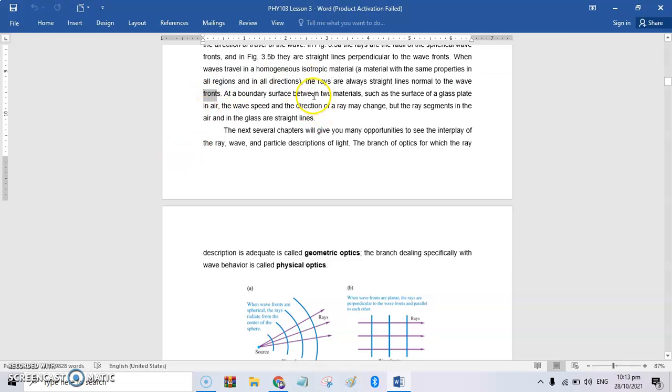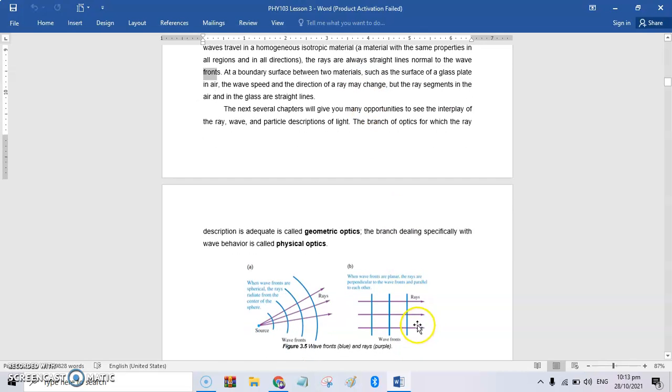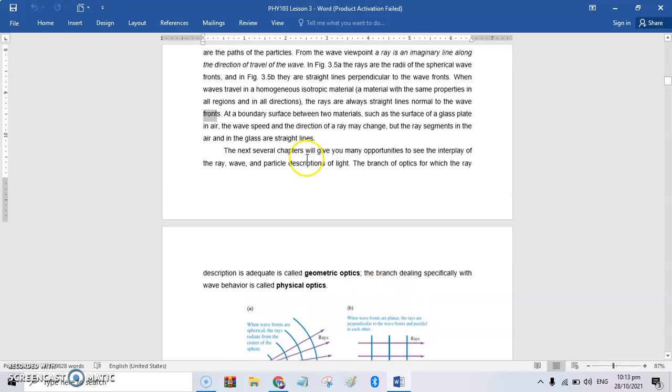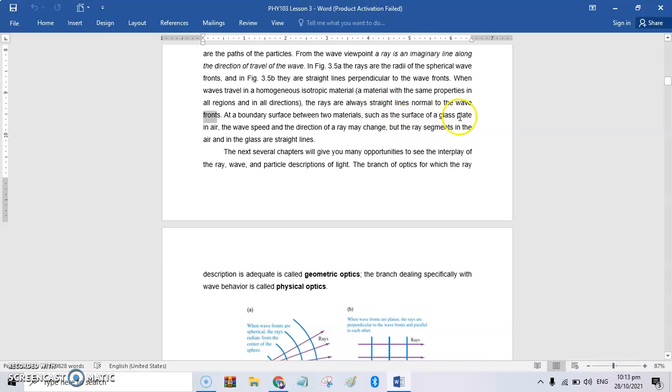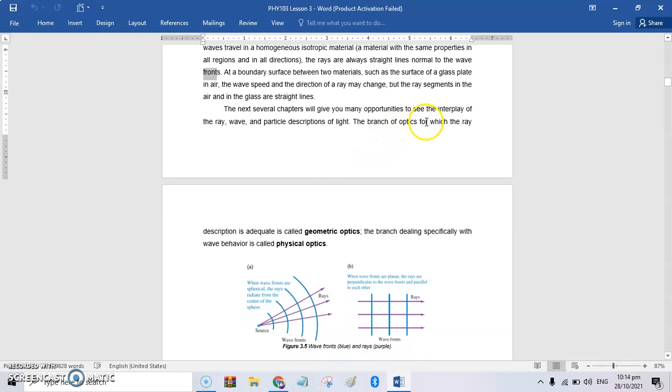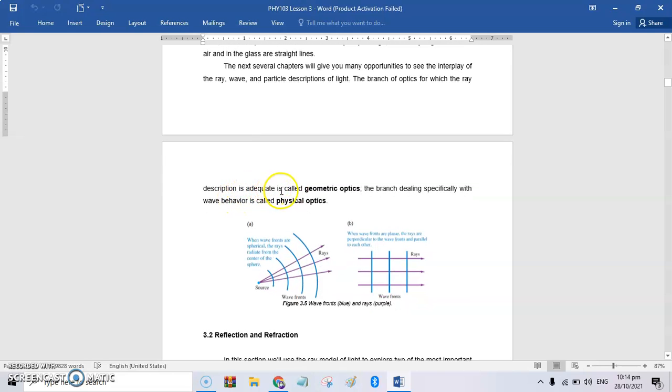Okay? At a boundary surface between two materials, such as the surface of a glass plate in air, the wave speed and the direction of a ray may change, but the ray segments in the air and in the glass are straight lines. The next several chapters will give you many opportunities to see the interplay of the ray, wave, and particle description of light. The branch of optics for which the ray description is adequate is called geometric optics, and the branch dealing specifically with wave behavior is called physical optics.